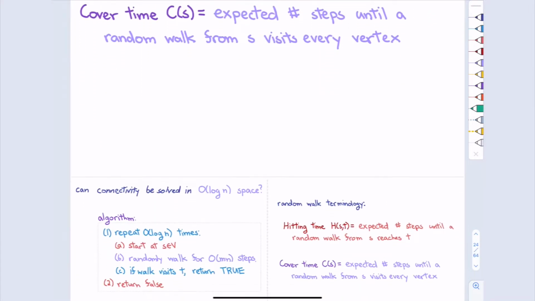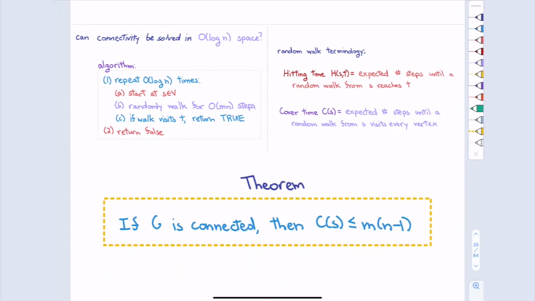So the theorem is, if G is connected, then the cover time is at most m times n minus 1. I might be missing a factor of 2, but it's okay. So in roughly mn steps, you not only expect to visit T, you expect to visit everyone. By Markov's inequality, you will probably visit in 4mn or something, and beyond that, you can ramp it up with log n repetitions.